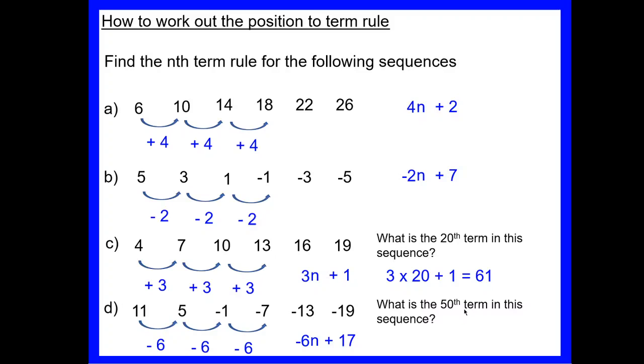This time we're asked for the 50th term in the sequence. So remember, we can only swap the letter n for the number 50, and that means -6 times 50 plus 17, following BIDMAS. -6 times 50 is -300. Add 17, so if I'm at -300, that's really, really cold, and I want to add 17, so that's going back up towards 0, I end up at -283. So be careful with your negative numbers if you're not confident with those, and you can check your work with your calculator if you need to.